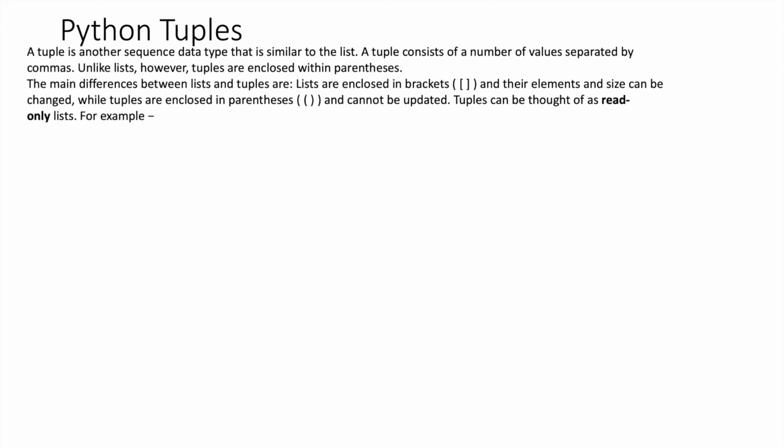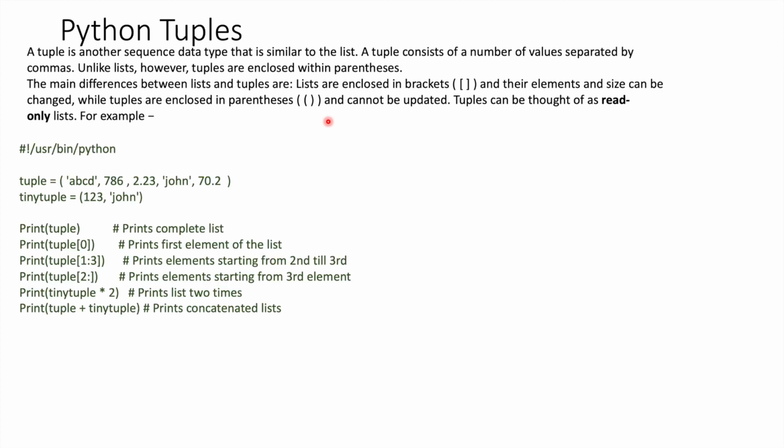Similarly, another data type which we have is a tuple. What's a good feature about tuple is it's again a type of sequence data type similar to the list, but it consists of a number of values separated by commas, and unlike lists, it's going to use parentheses. But the major difference between tuple and list is that it's read only. This is the biggest difference. You can't change it, it's immutable, and that's the basic difference.